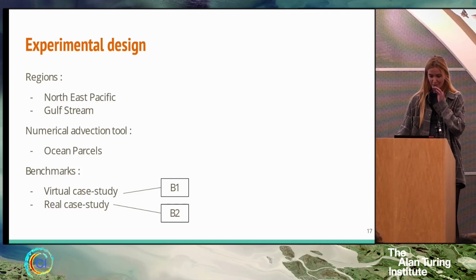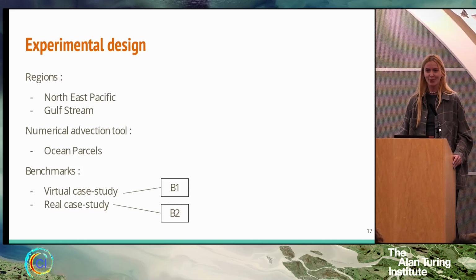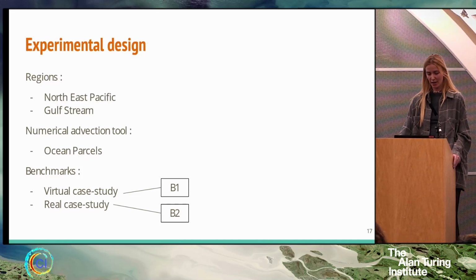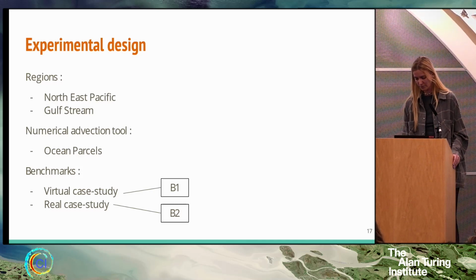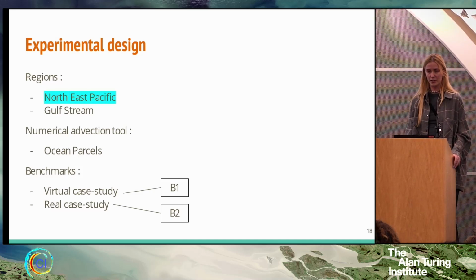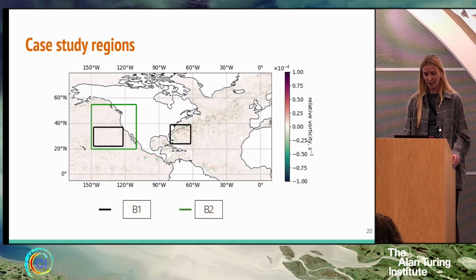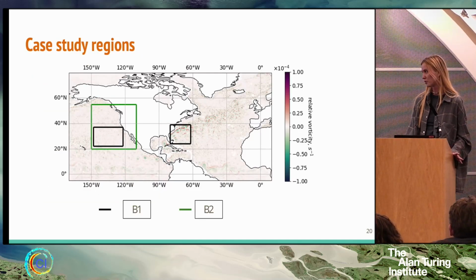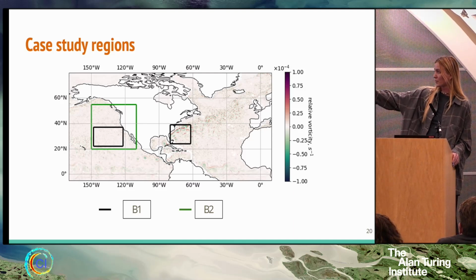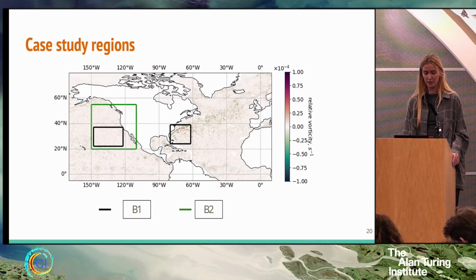The first benchmark, called B1, is a virtual case study, and the second benchmark, B2, is a real case study. In this presentation, I will only focus on Northeast Pacific to simplify the explanations. So the case study regions, as I already said, I will only focus on 2 boxes, black and green, in the Pacific region.